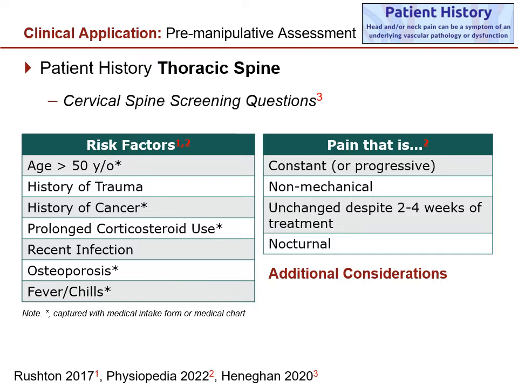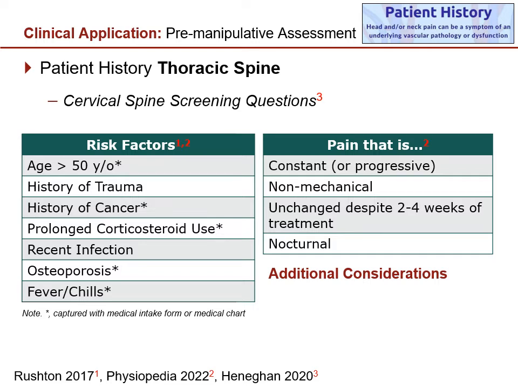So age greater than 50 years of age, history of trauma, cancer, prolonged corticosteroid use, recent infections, osteoporosis, and fevers and chills. And these aren't completely estranged from that of the cervical spine, but the ones that particularly stand out to me are the history of trauma, the older age, and the osteoporosis due to the increased risk of wedge and or osteoporotic-based fractures that can occur within the rib cage and or the thoracic spine itself.